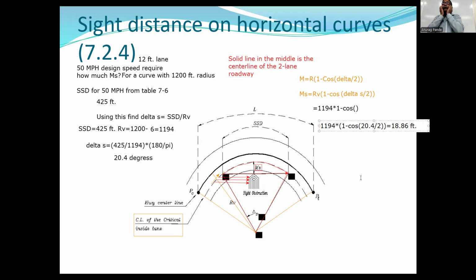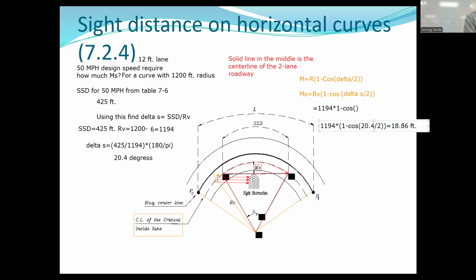Now, intuitively, if I want to design the same curve for 60 miles an hour, what would happen to the MS value? What would happen to the MS value if I want to design this same curve, same 1200 feet radius, same 12 feet lanes, but I want to design it for 60 miles an hour? Without calculations, what would happen? It'll go up, right? You need to clear more distance because for 60 miles an hour, this stopping sight distance would be larger.